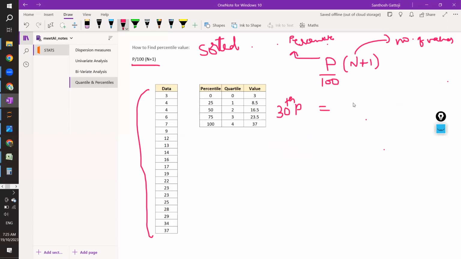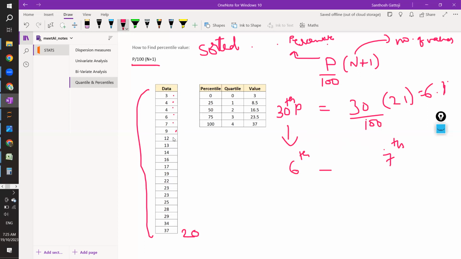Okay, that means what? Put here 30 by 100 into n plus 1. What is n? 20. Okay, 20 plus 1, 21. What is the value of this? 6.3. That means my 30th percentile is found between the 6th number and the 7th number. What is the 6th number? 1, 2, 3, 4, 5, 6 and 7.